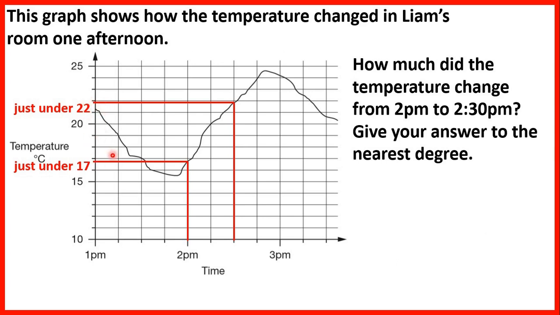Now we want the change in temperature, so we need to find the difference, and we do that by subtracting. It says give your answer to the nearest degree, so we can round up to the nearest whole degree and subtract 17 from 22. So that gives us 5 degrees.